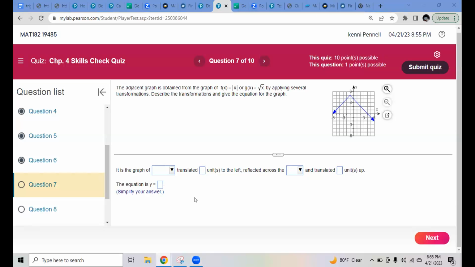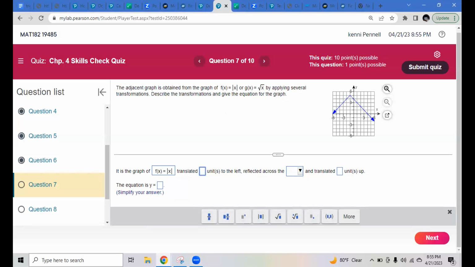Okay, so probably easier if I just talk you through this. It is the graph of, so go ahead and hit the drop down there, the absolute value, the first one. It's because it's a V. Now it's translated 1 unit to the left and reflected across the x-axis and translated 5 units up.